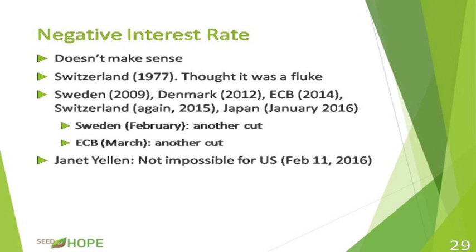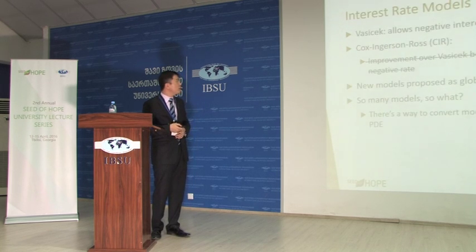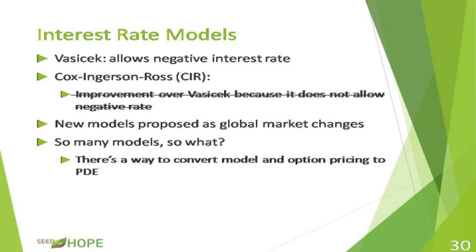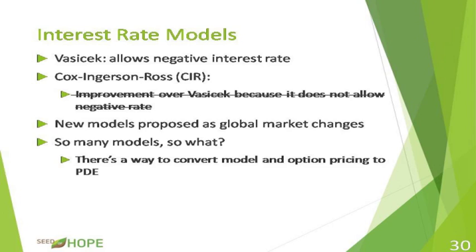So it turns out negative interest rate is not only possible, but it's actually common, and it's been happening for a while, since 2009. So people are taking a second look at this model. Cox, Ingersoll, and Ross is no longer thought an improvement, but people are thinking of the Vasicek model again, or maybe trying to improve the Vasicek model, because when did it go to negative rate? Is it under specific circumstances, or was it just randomness? Right? So the point here is that there are new models being proposed as the global market changes.